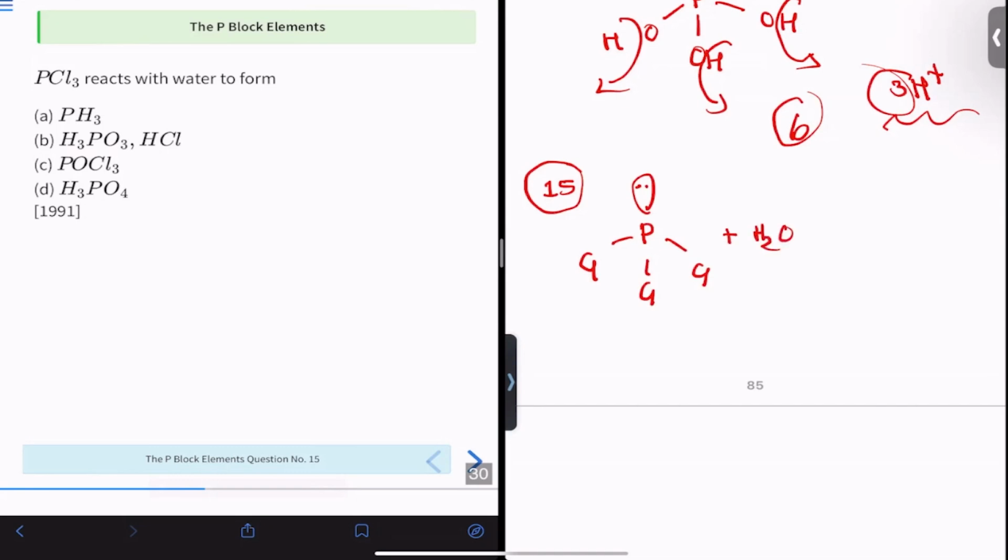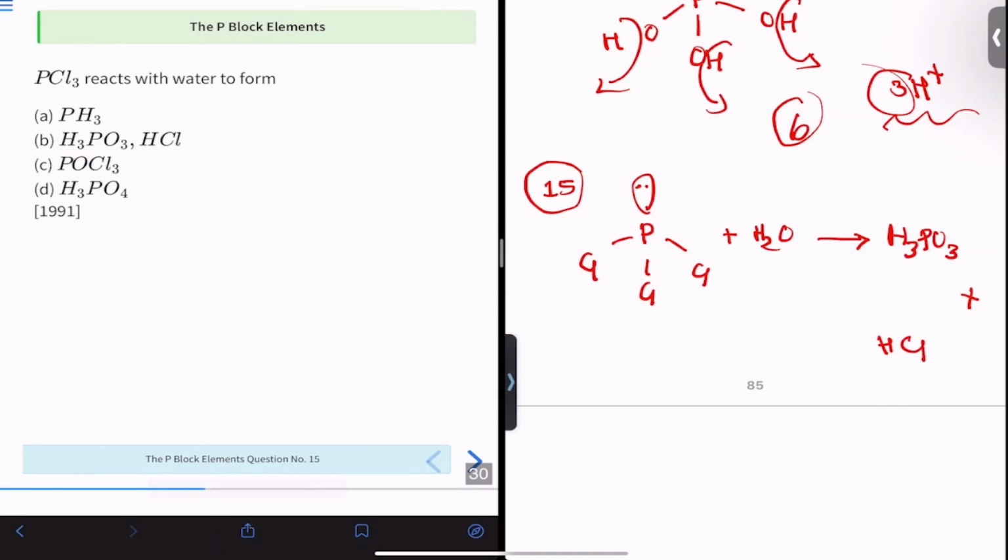When PCl3 reacts with water, it will form, again a theoretical question which you have to remember directly as given in NCERT. You have to remember the way it is given in NCERT. It will form H3PO3 plus HCl, hydrochloric acid.